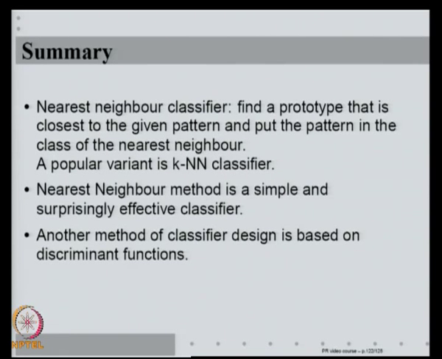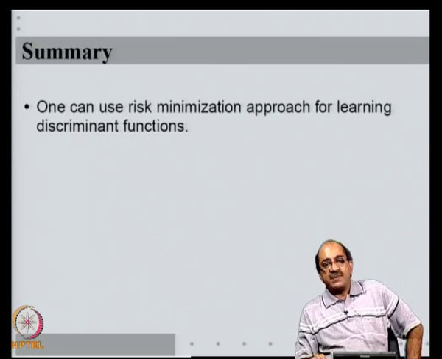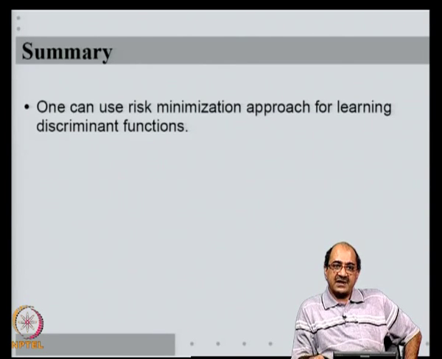Another method for classifier design is based on what are called discriminant functions. What does the discriminant function classifier do? It uses a function g, and the classifier simply says h of x is 1 if g of x is greater than 0, it is 0 otherwise, and such a g is called a discriminant function, and g may have a parameter vector. Now learning a classifier is essentially learning the parameter vector of the discriminant function. We have seen one example, namely linear discriminant functions. I have also said that we can use the same risk minimization approach with which we have shown the optimality of Bayes classifier for learning linear discriminant functions also.